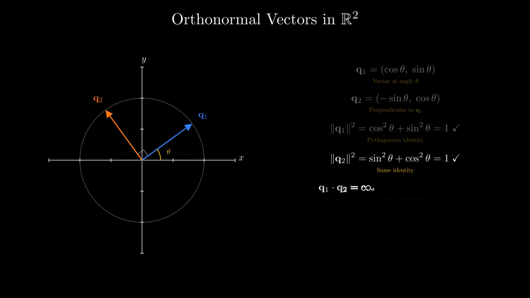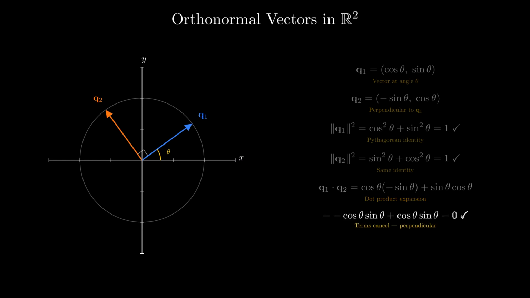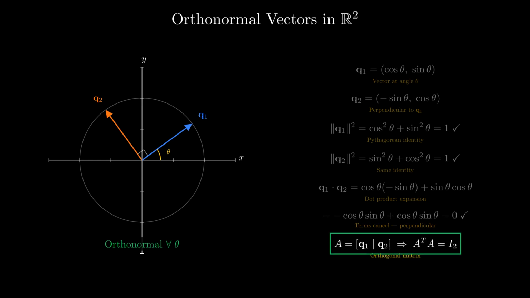Next, check perpendicularity. Q1 dot Q2 equals cosine theta times negative sine theta plus sine theta times cosine theta. That simplifies to negative cosine theta sine theta plus cosine theta sine theta, which equals 0. Both conditions hold for every value of theta, so these two vectors are also normal regardless of the angle. Now form the matrix A with columns Q1 and Q2. Since the columns are orthonormal, A transpose A equals the 2 by 2 identity matrix.